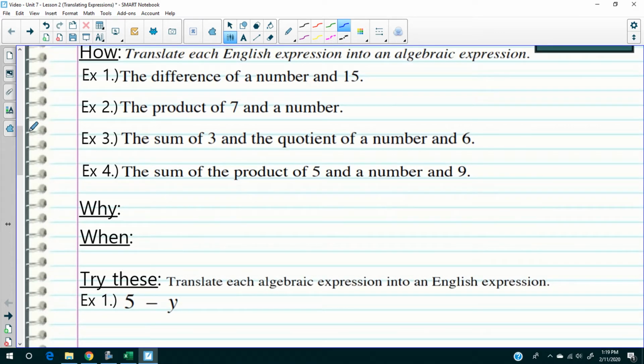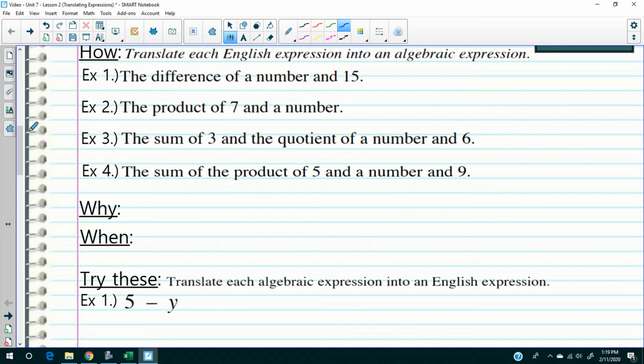Okay, hold on, I gotta turn the lights back on. It just went off. All right, and the lights are back on.